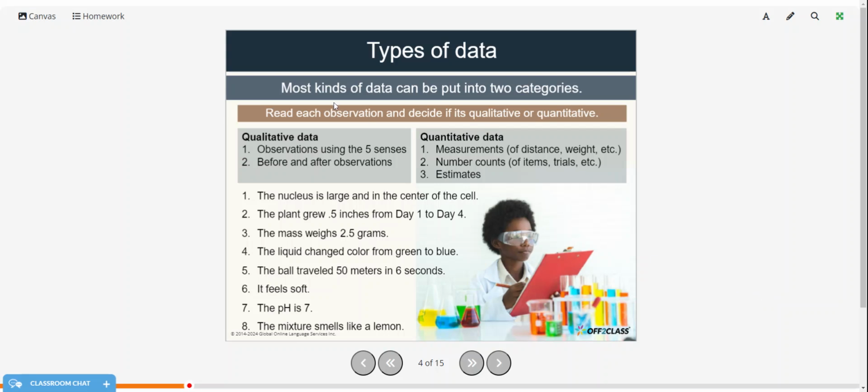All right, now we're going to look at types of data. Most types of data can be put into two categories. So read each observation and decide if it is qualitative or quantitative. So qualitative data are observations using the five senses, before and after observations. Quantitative data are measurements of distance, weight, etc., number counts of items or trials, and estimates. So we'll use the blue for the qualitative and the orange for the quantitative.